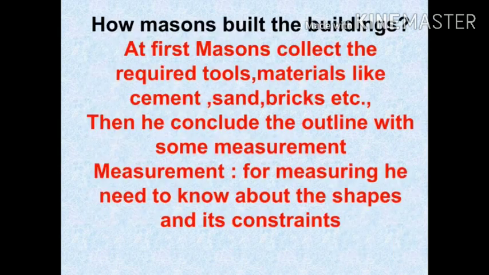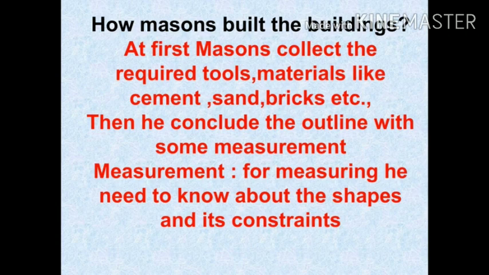At first, masons collect the required tools and materials like cement, sand, bricks, etc. Then he decides the outline of how to construct the building. He has some measurement ideas. So for measuring, he needs to know about the shapes and its constraints. So he needs to use measurements like centimeter, meter, etc.